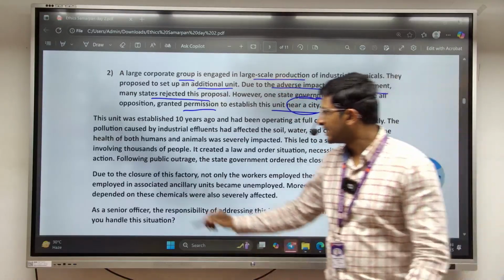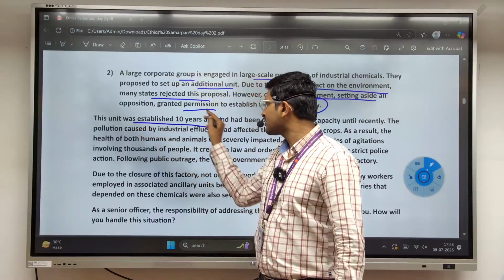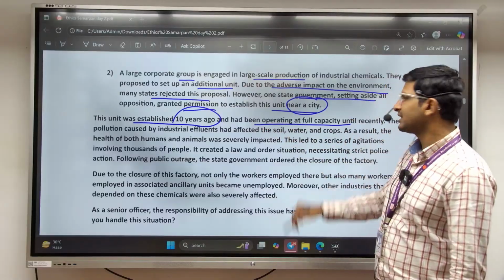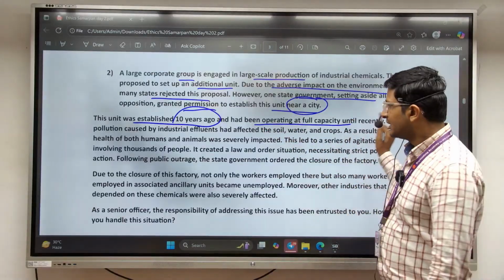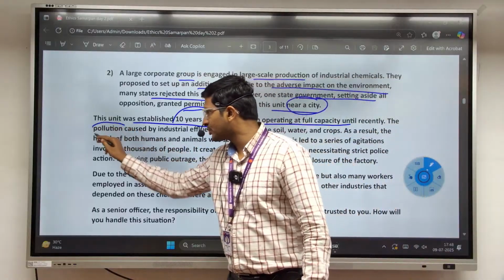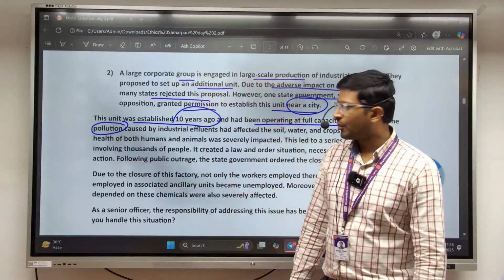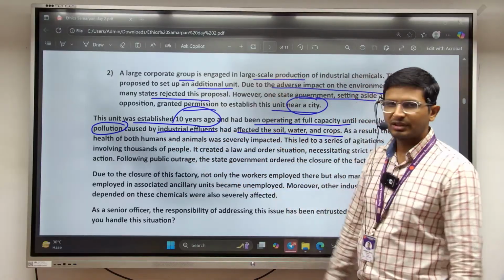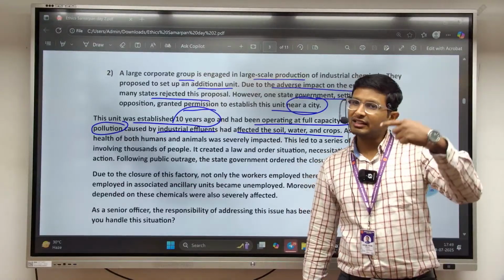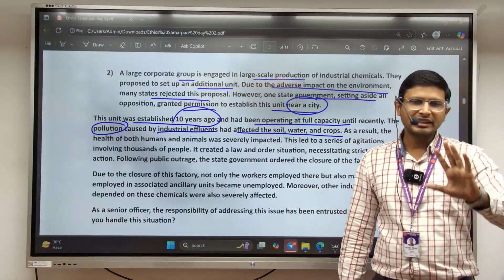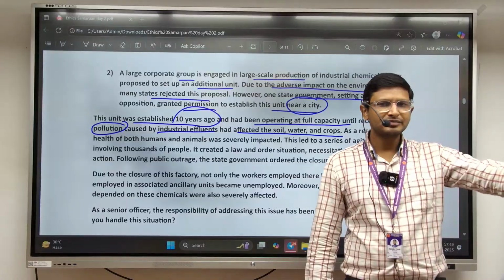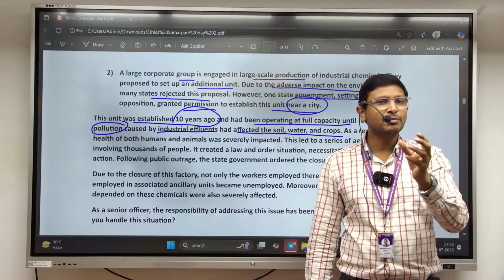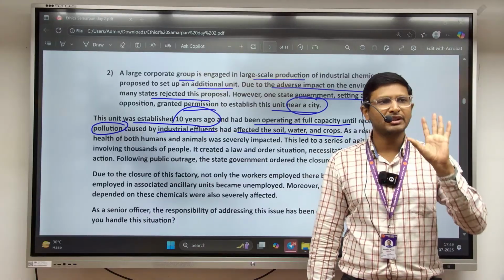Then what happens? The unit was established 10 years ago, 10 साल हो चुके हैं, and had been operating at the full capacity until recently. The pollution, प्रॉब्लम शुरू हो चुके हैं नाउ. ओके, द पोल्यूशन कॉज्ड बाय इंडस्ट्रियल अफ्लुएंट्स हैड अफेक्टेड द सॉइल, वाटर एंड द क्रॉप्स. समझ रहे हो प्रॉब्लम्स? ऐसी केस स्टडीज में सब कुछ डिटेल में दिया गया है. और जब ऐसे डिटेल में दिया होता है, व्हाट एवर आंसर यू आर राइटिंग, यू हैव टू कीप यूर सेल्फ लिमिटेड टू द थिंग्स विच आर गिवन इन द केस स्टडी.